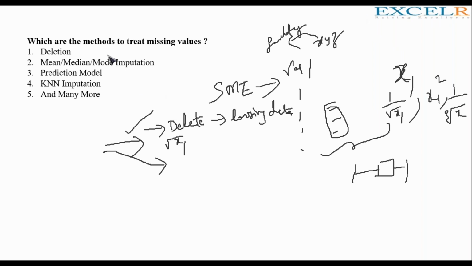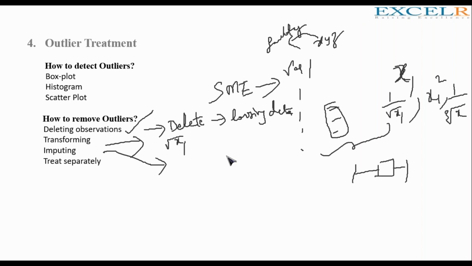So in order to treat the outliers, you can employ these missing value techniques as well. You can employ these missing value techniques and you can replace the outliers as well. Imputation can also be used for treating your outliers. Now you can also treat them separately. What do you mean by treating them separately?